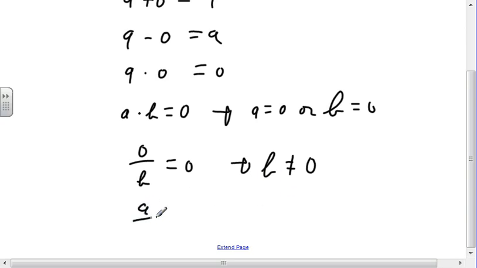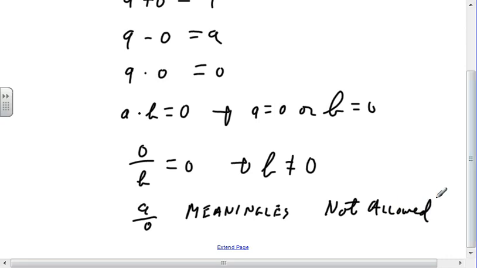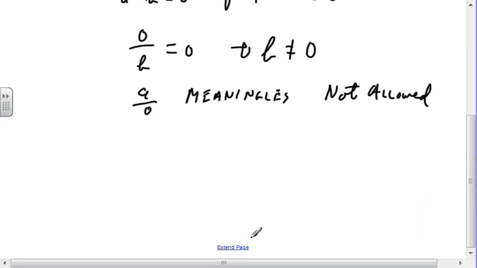If I take a number and I divide it by 0, it's meaningless. N-E-A-N, meaningless. This is not allowed. And if I go 0 and I divide it by 0, then that's indeterminate. Indeterminate.